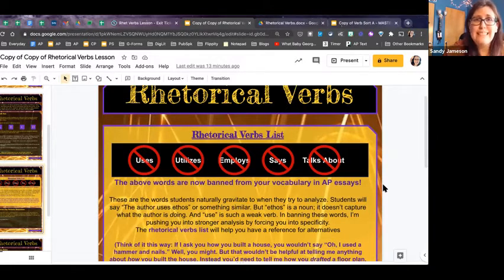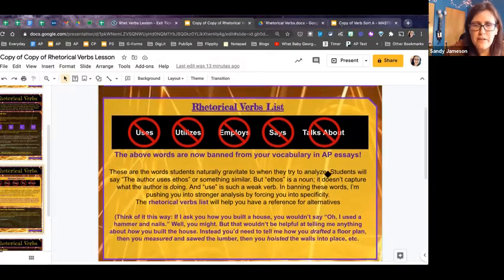My goal is to get you thinking about what the author is doing, not what the author is using. And uses, utilizes, employs, they're the same thing. Says, talks about, real general. All right, so these words are cut from our vocabulary.